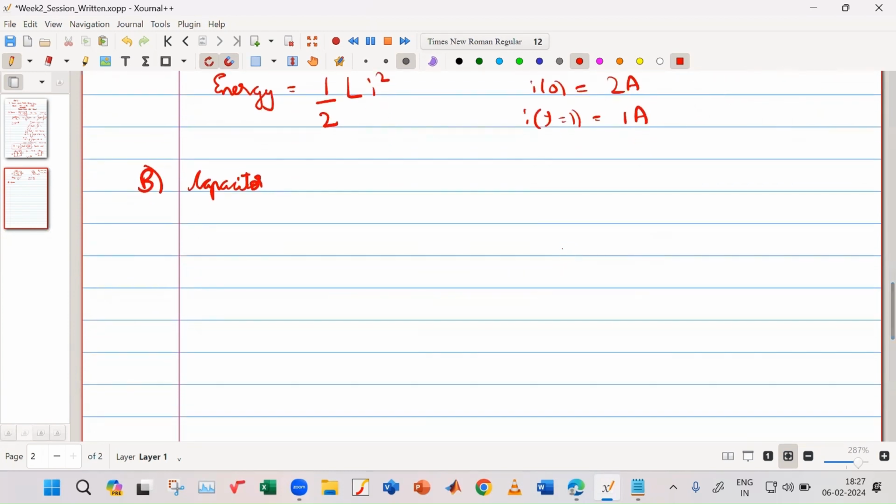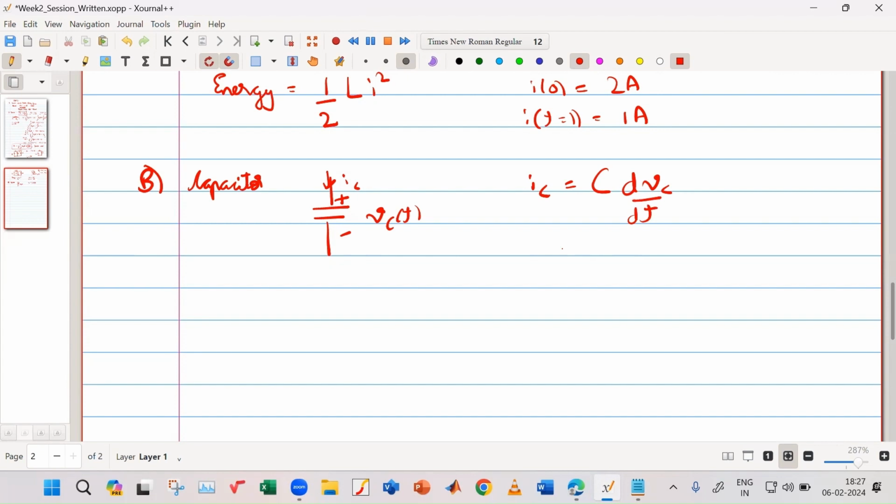Two parallel lines. So this is the symbol of a capacitor. This is your voltage across the capacitor, and this is your current into the capacitor. What is the relation between the current and voltage in a capacitor? I equals C into dV by dt. So the current into the capacitor is equal to C into dVc by dt, where Vc is the voltage across the capacitor.